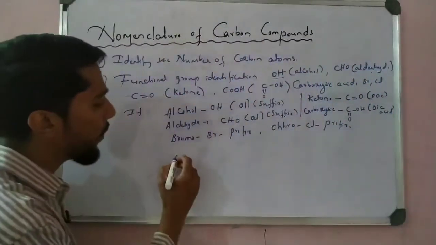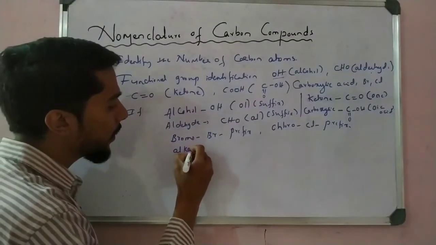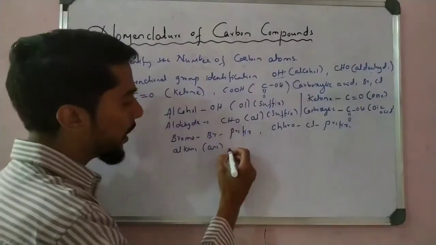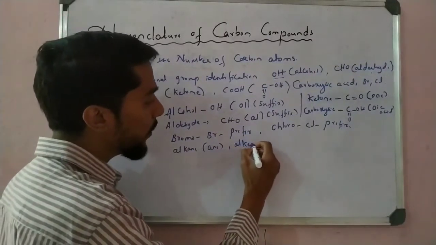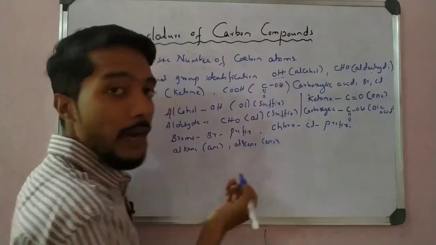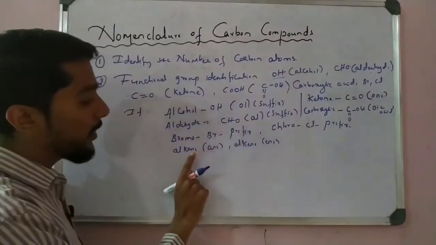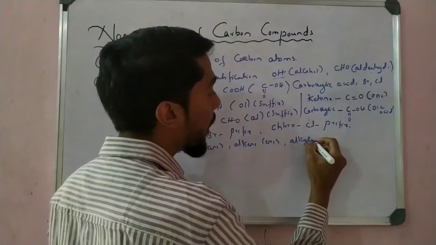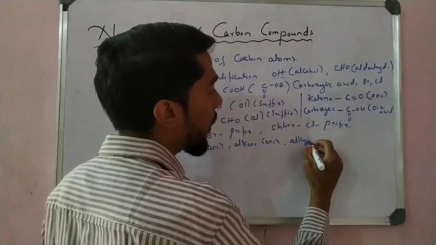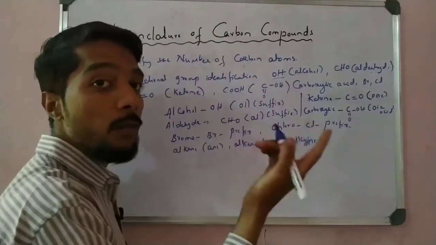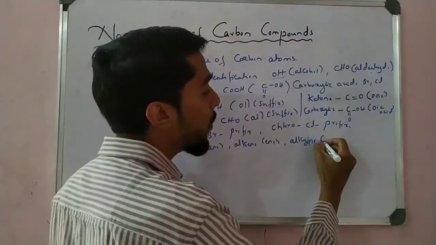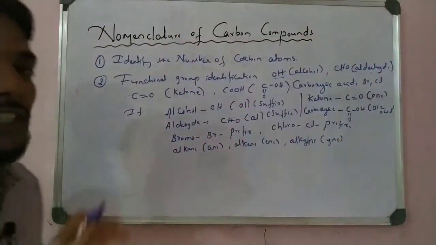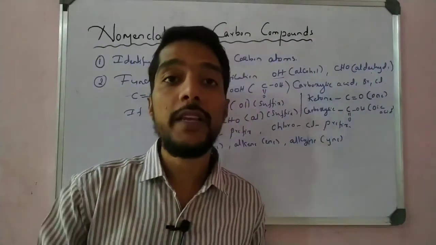Also we know that if an alkane is present, we take ANE at the end as suffix. If an alkene is present, which means a double bond, we take ENE. If an alkyne is present, which means a carbon triple bond, we take YNE as a suffix after the last. These are the conditions used for naming of the compound.